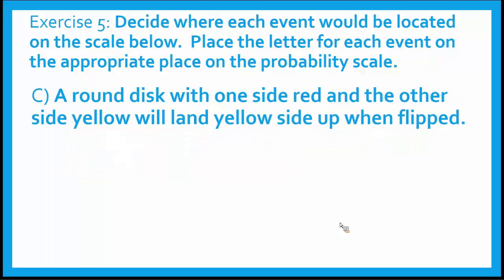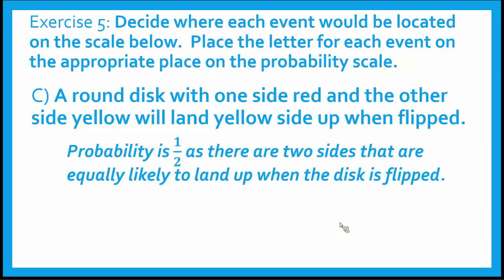C, a round disc with one side red and the other side yellow will land yellow side up when flipped. So if you were to flip it like a coin, we're saying it will land on yellow. What's the probability of this? Probability is 1/2, as there are two sides that are equally likely to land up when the disc is flipped.